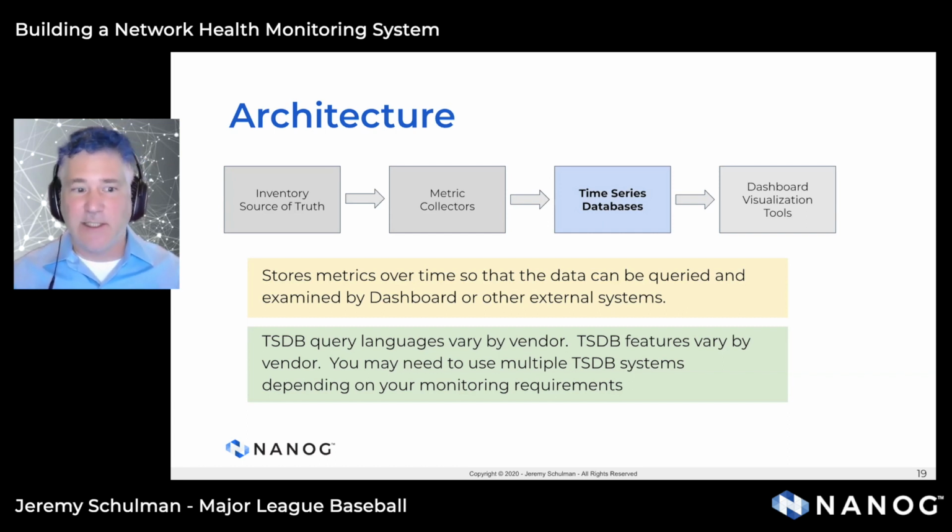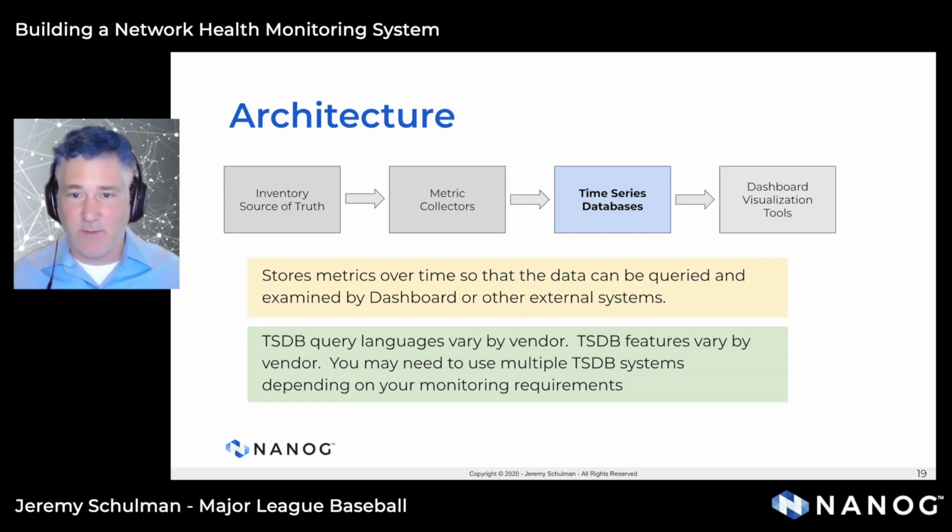The challenge here, though, is that most time series databases have their unique query languages. So, much like a CLI or an API in a networking device, every time you make a decision to use a piece of technology, you're kind of locking yourself into a time series database and the query language that it uses. And you may also find that you want to use multiple time series databases, because each of them offers slightly different benefits.